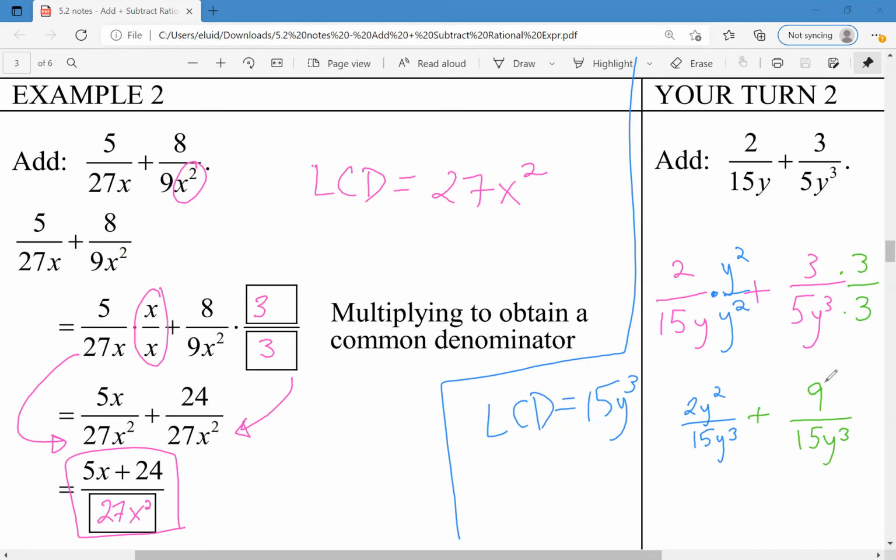Okay, and now for our final answer, we're just going to rewrite this as one single fraction. 2y squared plus 9 is our numerator, all over 15y to the third, our common denominator.